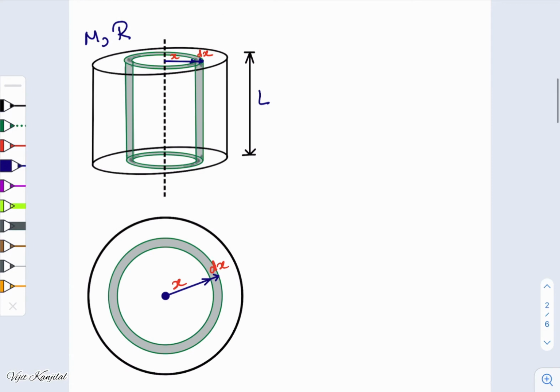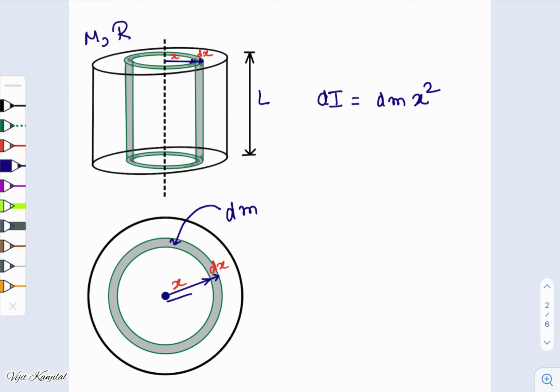So this is from the top. At a distance x, we are taking a small element of thickness dx. So what is the moment of inertia of this elemental hollow cylinder? Let us write that down. If the mass of this hollow cylinder is dm, it should be dm times the radius of the hollow cylinder squared, that is dm times x square.